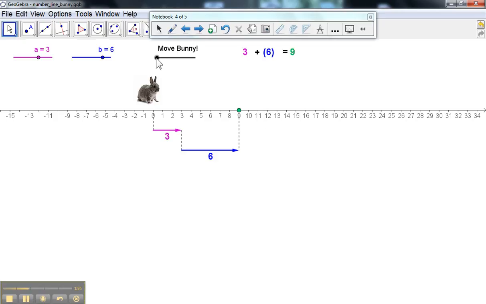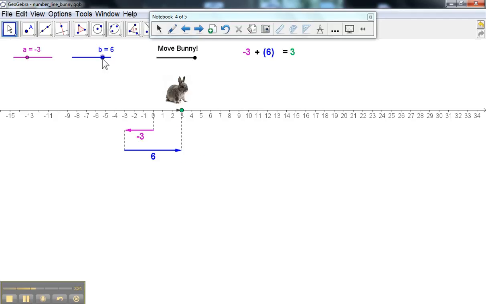So let's move 3 spaces in the positive direction. 1, 2, 3. Now we're going to move another 6 spaces again in the positive direction. 1, 2, 3, 4, 5, 6. And you notice that if we add 3 spaces and 6 spaces, we get 9 spaces, right where we ended up on the number line. Again, we've seen this for very many years, and we should be familiar with it by now.